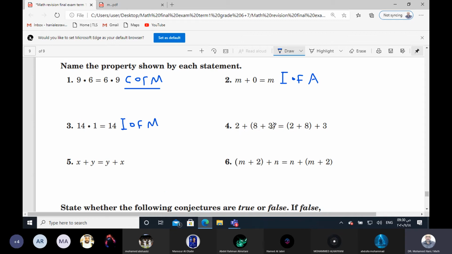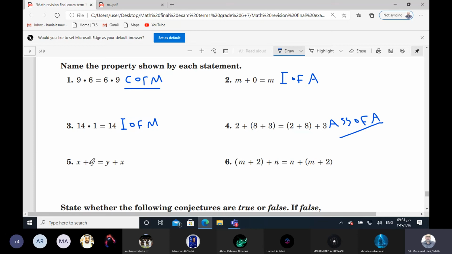When you have 3 numbers, the same 3 numbers on the two sides, and you use parentheses and you change the numbers inside the parentheses, it means you have associative of addition. As you see, here we have 2, here we have 2, 8, 8, 3, 3. The same 3 numbers, but different places inside the parentheses. Here we have 2 plus 8, here we have 8 plus 3. It means we have associative of addition.